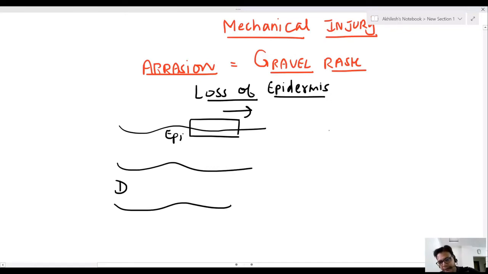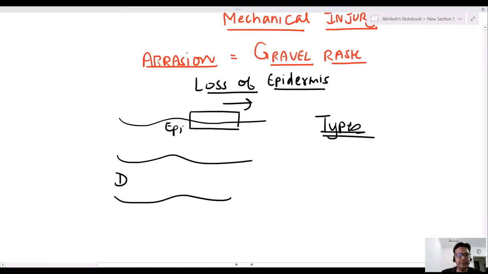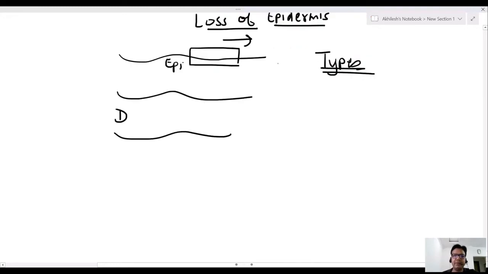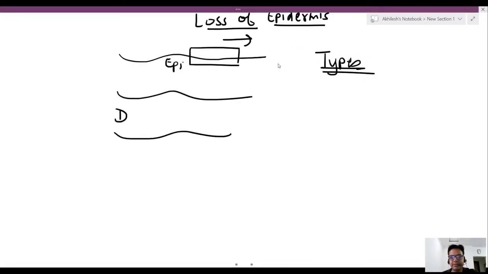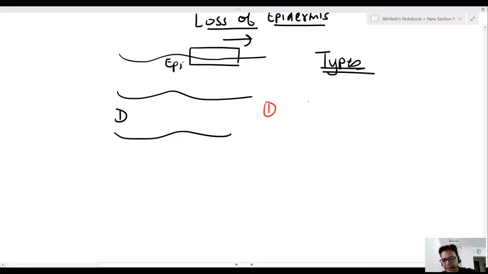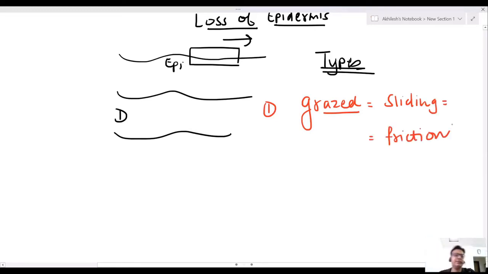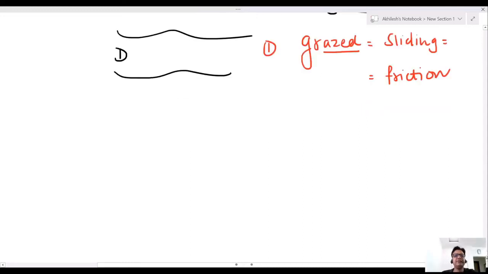Now, sir, what are the types of abrasion we have? First, mechanical injuries, abrasion. Number one is grazed abrasion. Grazed means by friction, by sliding. If you have abrasion by sliding or by friction, you are sliding on the surface. This is known as grazed abrasion.